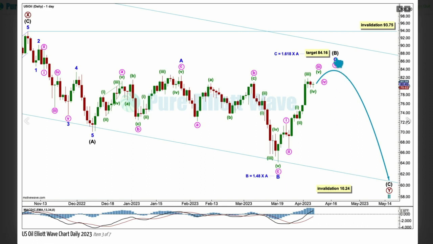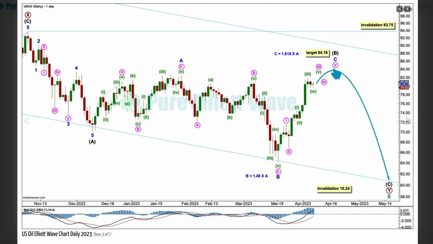The structure here of intermediate B is seen as an incomplete flat correction. Flats are labelled A, B, C, and they subdivide 3, 3, 5. So this wave count sees this movement as a zigzag. This movement here as a zigzag has a really good fit, and now minute C continuing higher as an impulse with minute 1, 2, 3 incomplete, and then we'll have a little 4th wave and a final 5th wave.